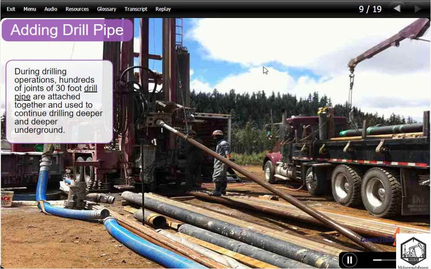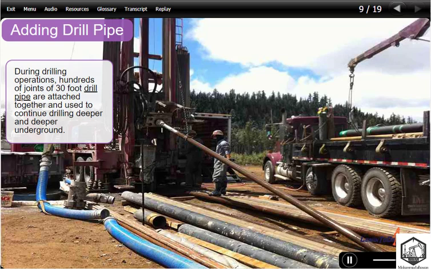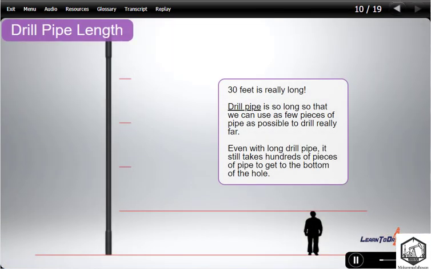During drilling operations, hundreds of joints of 30-foot drill pipe are attached together and used to continue drilling deeper and deeper underground. 30 feet is really long. Drill pipe is so long that we can use as few pieces of pipe as possible to drill really far. Even with long drill pipe, it still takes hundreds of pieces of pipe to get to the bottom of the hole.